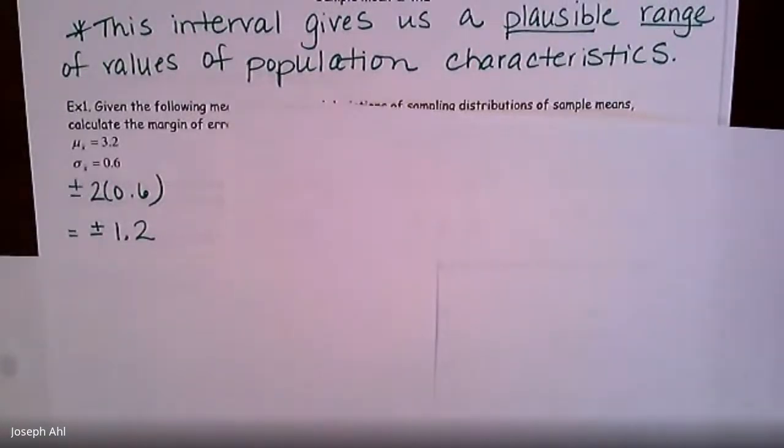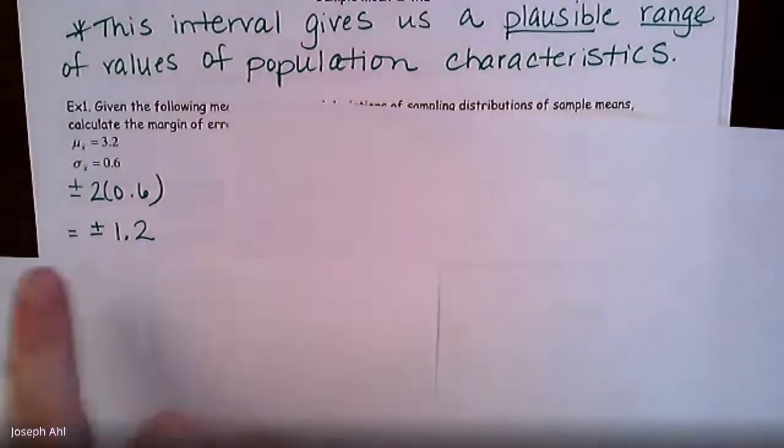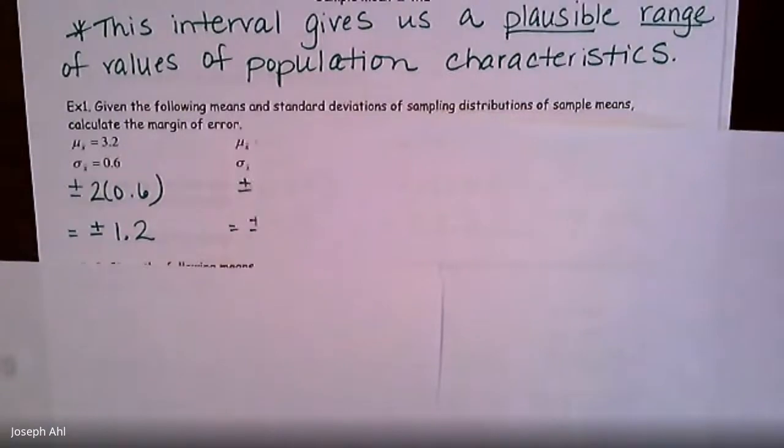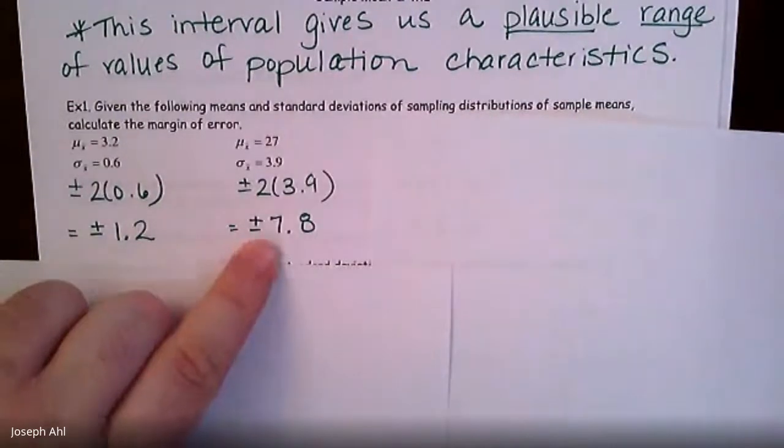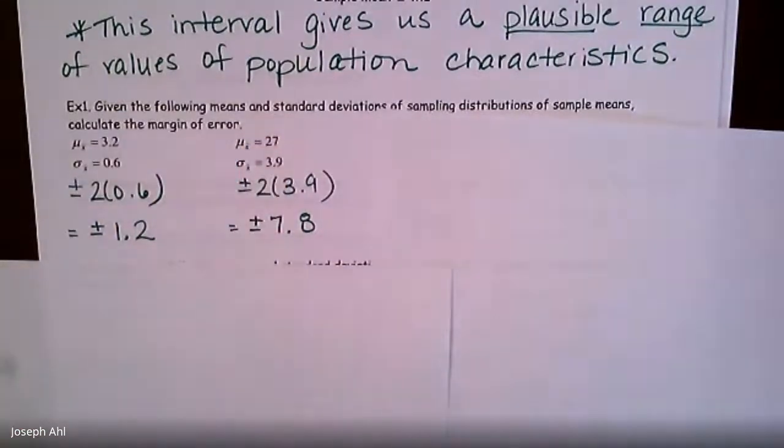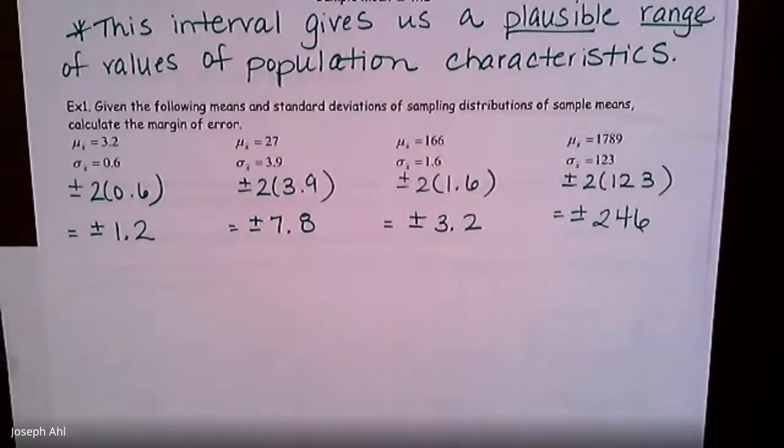And going across the line, I mean, we're not going to spend a lot of time with this. All you're doing in all these examples is doing plus or minus 2 times the standard deviation. Could I use this value, add it and subtract it from the mean to get that plausible range of values? Absolutely. It's not asking for that quite yet. So margin of error for this one's plus or minus 7.8.